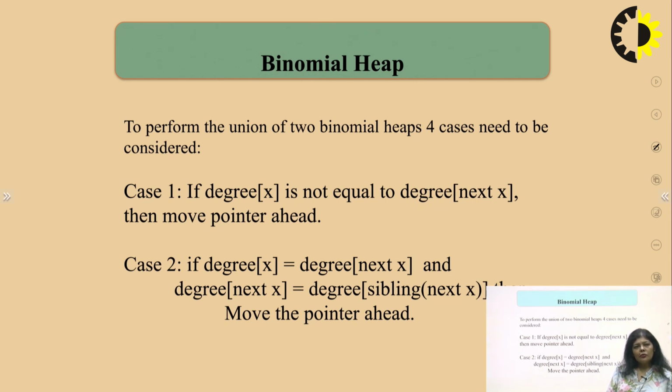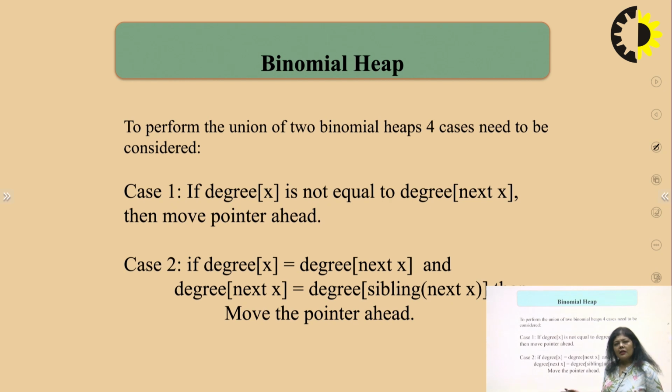Now what we need to do, that after merging we need to check for these 4 cases. So for the union we are having 4 different cases, and we need to check each one of them, and we need to act accordingly to maintain the binomial heap property for that particular heap data structure. So case 1 says that if the degree of node X is not equal to the degree of node next X, then we need to simply move the pointer ahead.